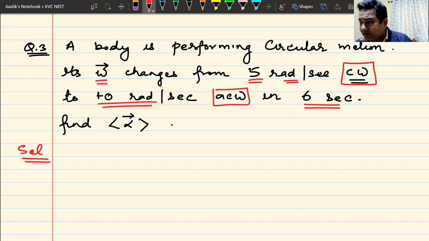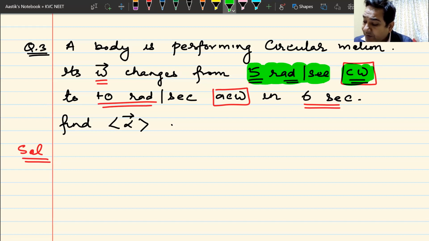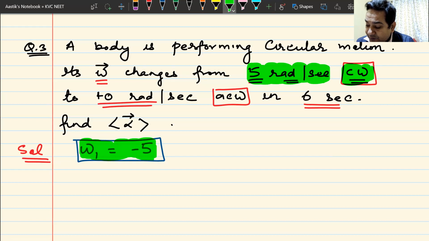Let me give you the solution of this one. The initial angular velocity, in green, was 5 radians per second and it was clockwise. So I'll write it as omega 1. Omega 1 will be 5 radians per second, and it is clockwise, so I write it as minus 5 according to my sign convention. We all agree on this? Initial angular velocity, the green one, is minus 5 radians per second.